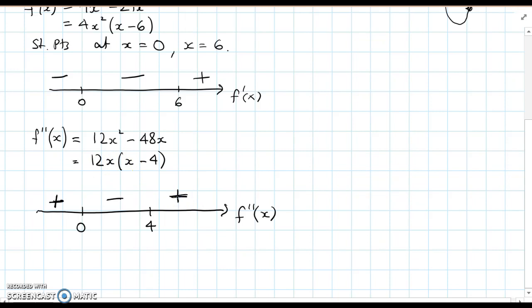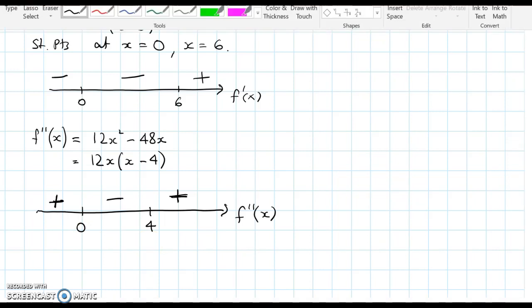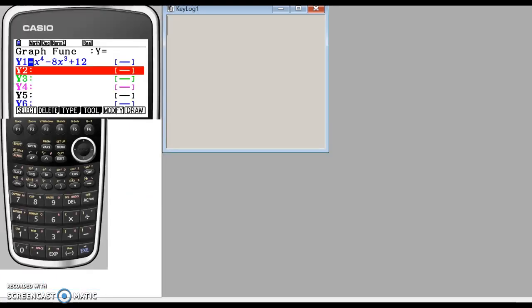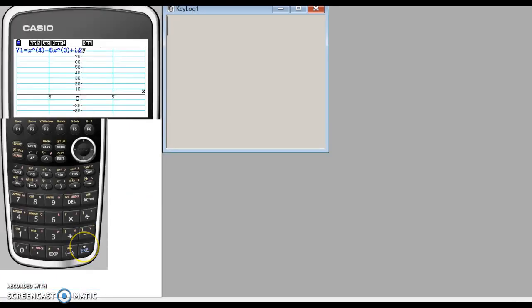Now, because the signs change, we do have a series of 2 points of inflection, one at x equals 0, one at x equals 4. The stationary point aligning with our point of inflection results in a stationary point of inflection. The value of x equals 4 not aligning with a stationary point means that it is a non-stationary point of inflection, and we can identify that in our graph.